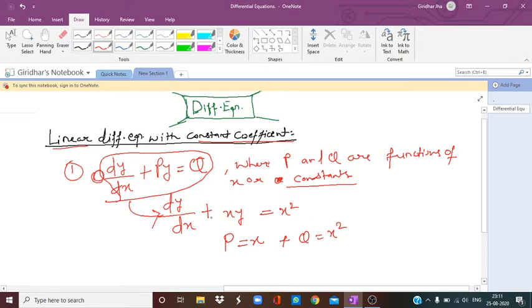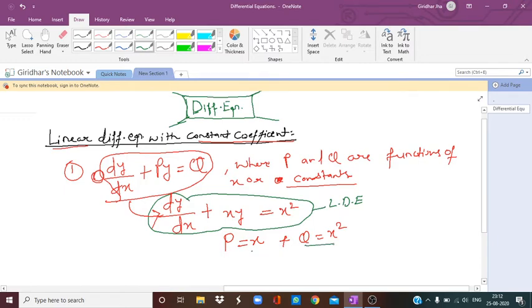Whenever there is such a form, you cannot do variable separable, and you won't have a homogeneity type also. Neither can you go for any substitution. So this type of equation is known as linear differential equation with constant coefficient, or you can say directly linear differential equation, L.D.E., correct? Since dy by dx is of first order, it is linear. So this p and q you came to know.